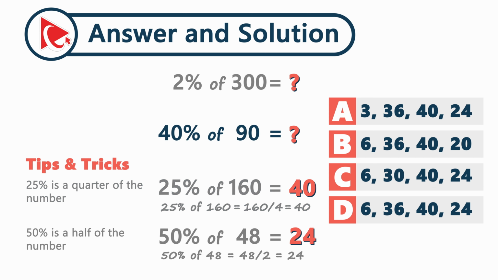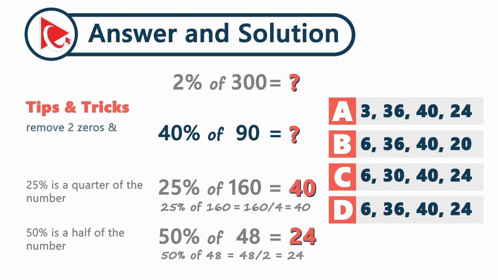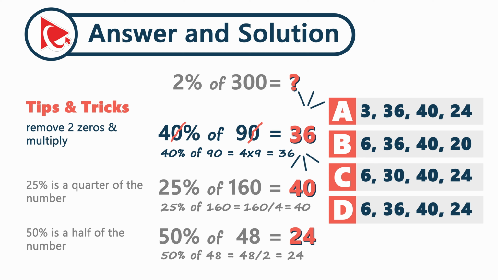What is 40% of 90? To solve this problem, we need to drop 0 from both numbers. 40 multiplied by 90, after dropping the zeros, would be 4 multiplied by 9 and would equal 36.